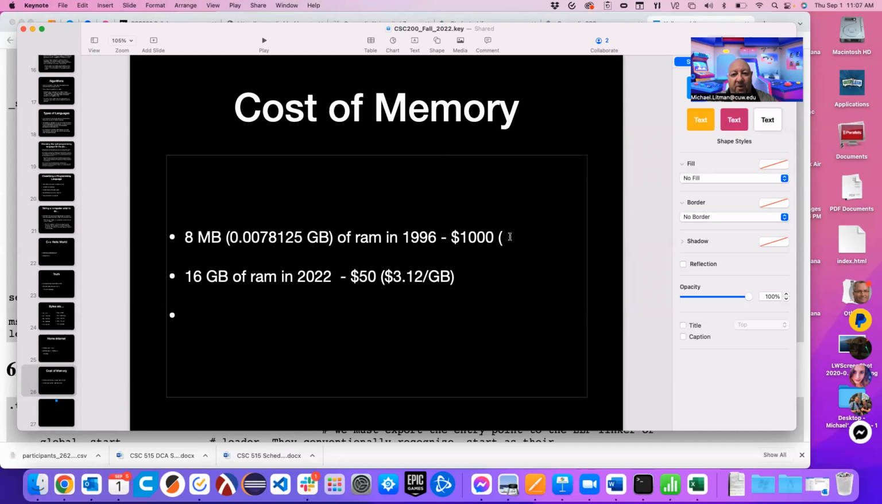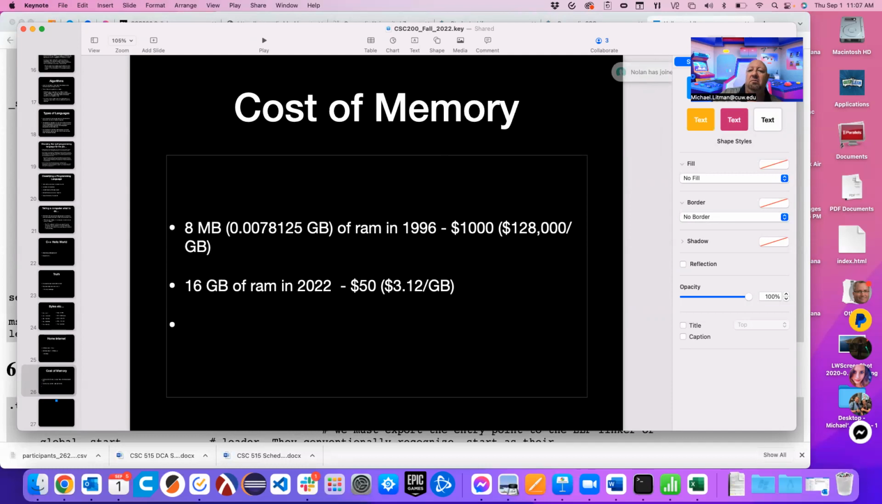So what did we come up with? So this was $1,000. So what was it? 128,000 per gigabyte. Cheap. But nobody had a gigabyte of memory back then, right? I suppose maybe some supercomputer type place that had some special custom hardware made for them. Maybe they had a gigabyte of memory for some scientific purpose or something like that. But people did not have that much memory.